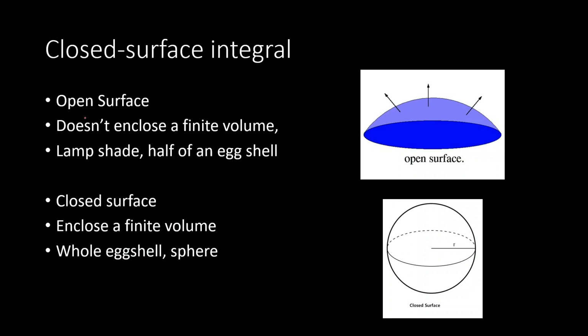The other example we could say is a whole egg shell. Imagine we have a whole egg, and the shell around it can be considered as a closed surface. On the other hand, an open surface is a surface that doesn't enclose a finite volume, which could be a lampshade. For example, your lampshade is not really closed.